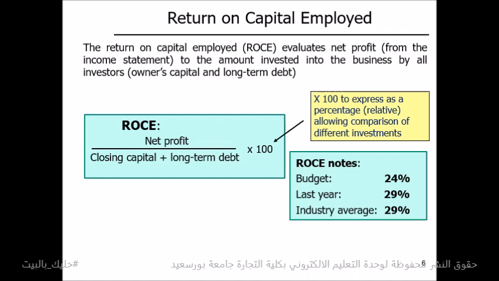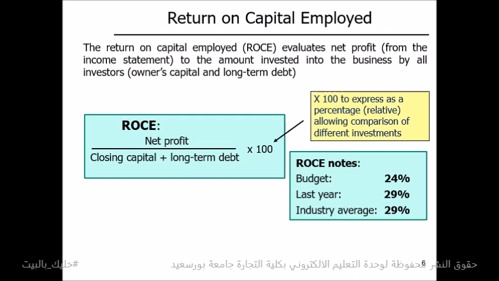So again, let's review what we have said. We talked about profitability ratios, and we said in the profitability ratios we have two main ratios. The first ratio is the gross profit margin. How to calculate the gross profit margin? It's equal to gross profit divided by sales multiplied by 100. The second ratio is net profit margin. It's equal to net profit divided by sales multiplied by 100.